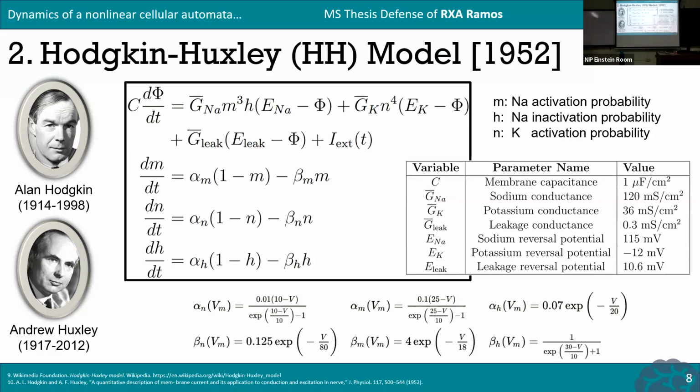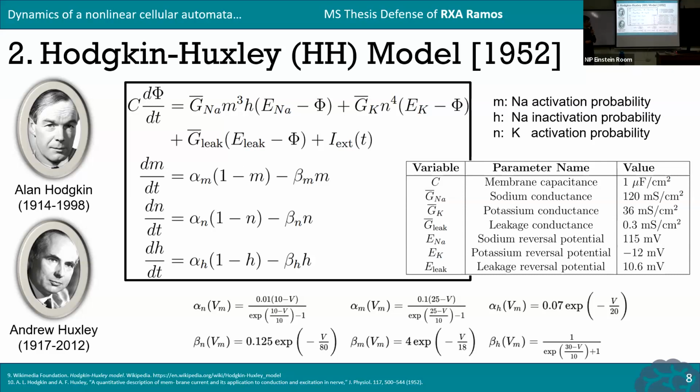Here, they were able to map the voltage over time as a function of the input current, or an external stimulus. m, n, and h are just the activation and inactivation probabilities for the sodium and potassium channels. They were also able to experimentally determine the constant variables for this set of equations. And the alphas and betas in the activation probabilities are governed by the Boltzmann transport equations, as shown here.